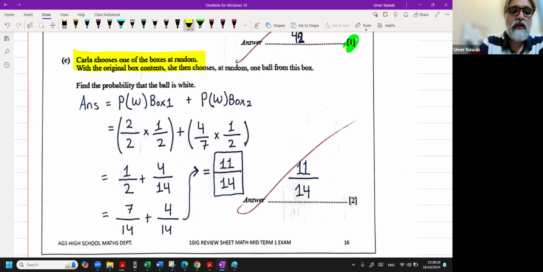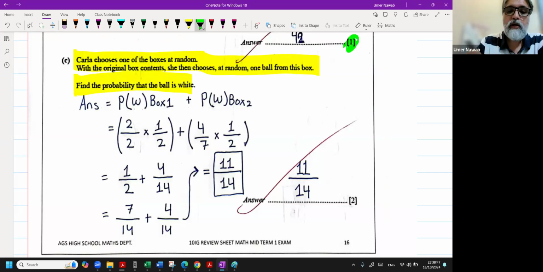Carla chooses one of the boxes at random with the original box content. She then chooses at random one ball from this box. Now find the probability that the ball is white. So guys, you can see I am actually willing to pick one of the boxes, and then I will go for a white ball.